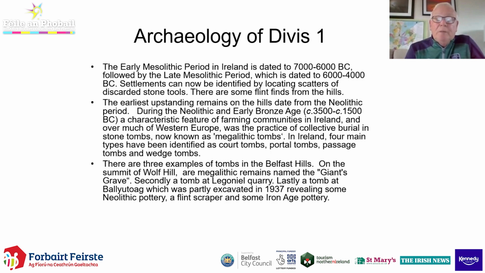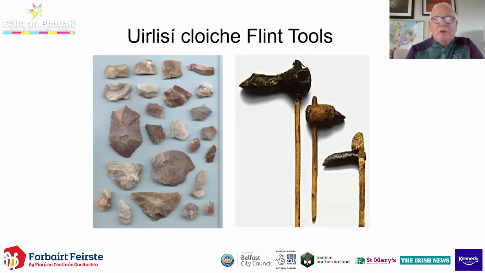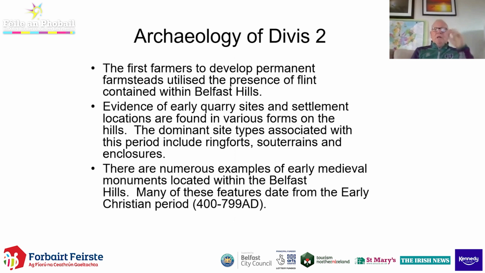of Shankill, beside Hannistown. And that was excavated partially in 1937 and revealed Neolithic pottery, a flint scraper, and some Iron Age pottery. And those are the type of tools you're talking about. Those are the early flint tools that we find from the hills. The first farmers who developed permanent farmsteads made use of the flint on the hills.